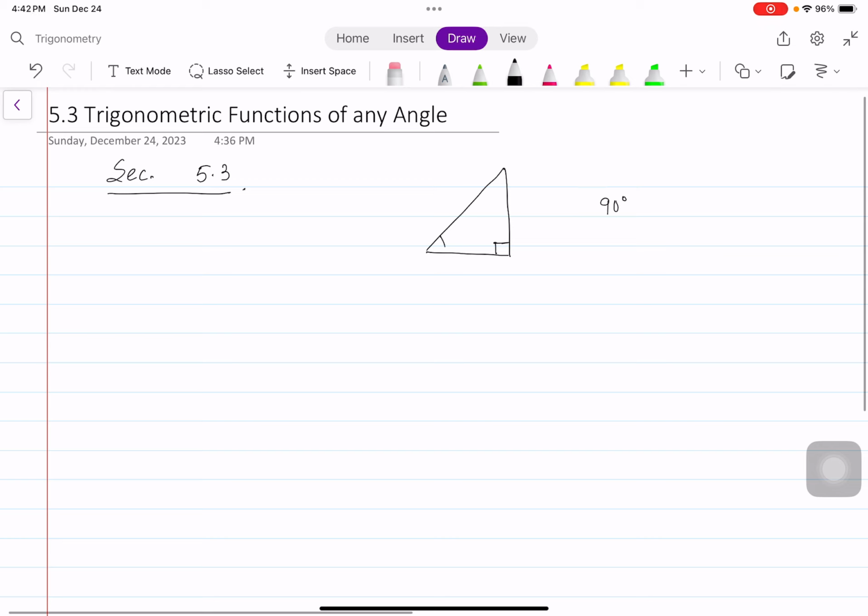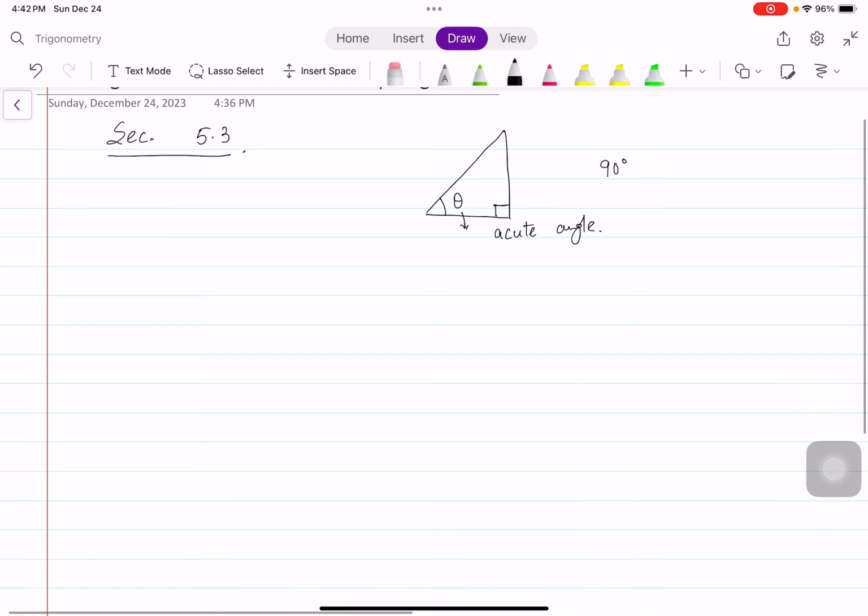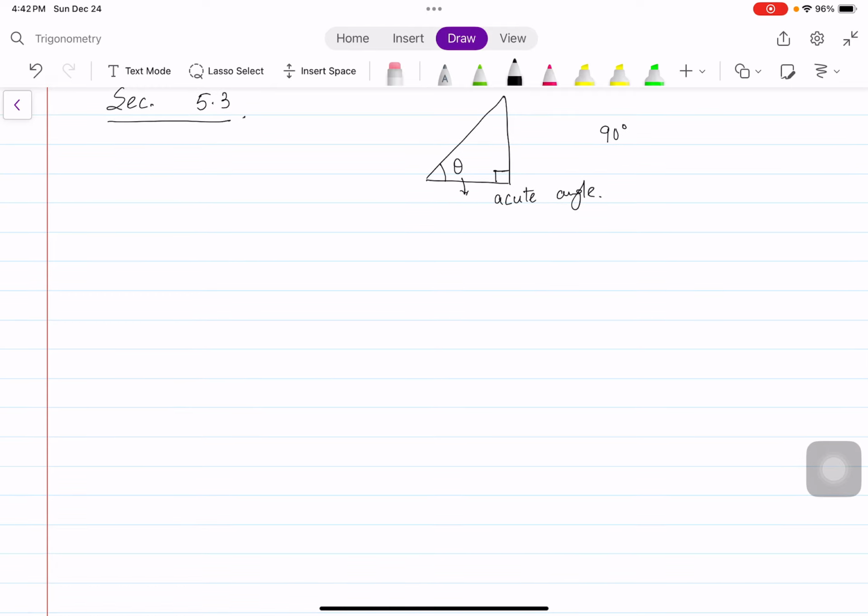So one thing is guaranteed here: whether it is adjacent or opposite, one of the angles is an acute angle. So this theta here is an acute angle. This angle can have any orientation. What does orientation mean? This means we can set the terminal side and initial side in such a way that the vertex always lies at the origin.